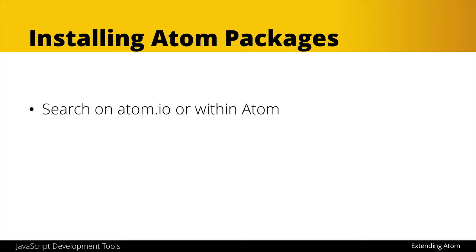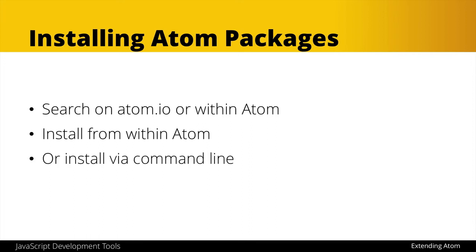There are two basic ways to install packages once you find one that you want to work with. You can install them from directly within the settings area of Atom, or you could use the command line. As we go forward and look at a number of the different packages, I'll show you both ways of doing this, and you could decide which one you like the most.